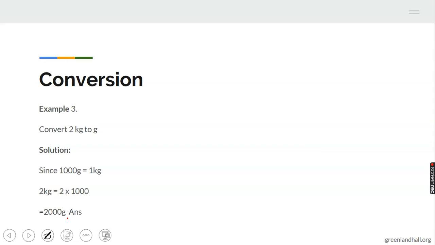Look at this third example. Convert 2 kilogram to gram. How many gram make 1 kilogram? It is 1000 gram that makes 1 kilogram. So if 1000 gram is 1 kilogram, that means 1 kilogram is 1000 gram. Then 2 kilogram will be what? That's 2 times 1000.